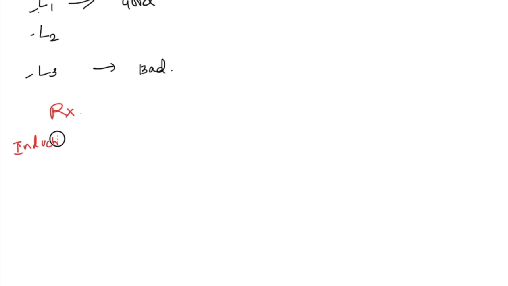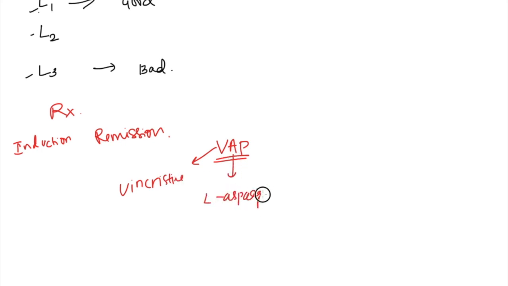So we have induction remission. What is to be remembered here is the mnemonic VAP, where V stands for vincristine, A is L-asparaginase, and P is prednisolone, a steroid basically. We're going to give this for 4 weeks, or rather 1 month. This is what is induction remission.